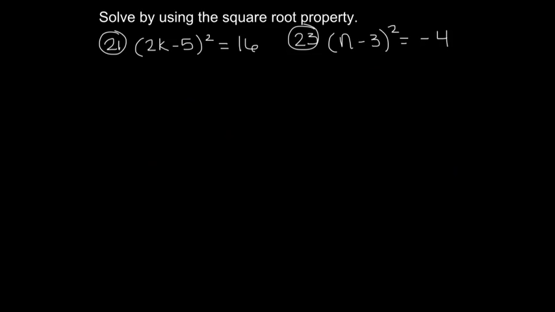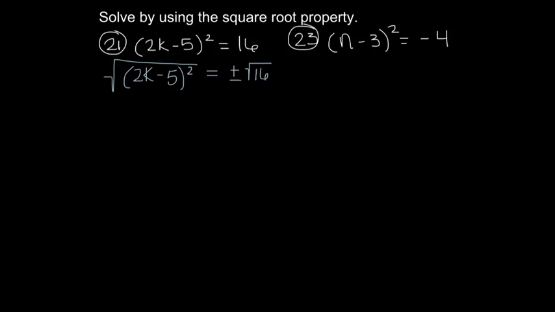For number 21, we still want to use that same idea, that we have the entire side of the equation being squared. It's not that 2k is being squared and then minus 5 is being squared. It's the entire quantity, or that entire side, that's being raised to that second power. Because we have the whole side being raised to the second power, I can use that idea of taking the square root of the entire side. So I can take the entire side and put it under the radical, and I can set that equal to plus or minus the square root of the other side, which in this case is just 16.